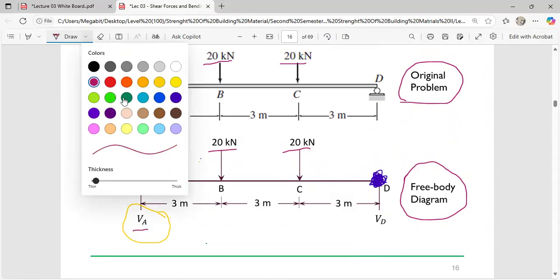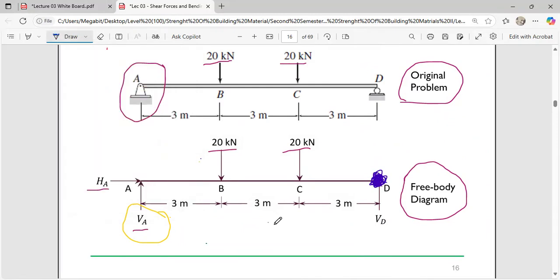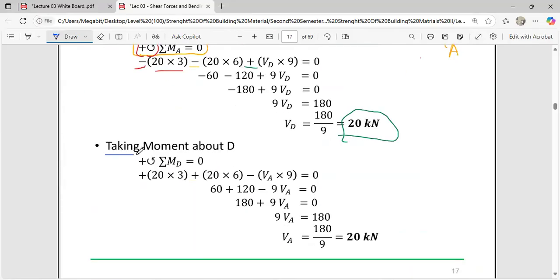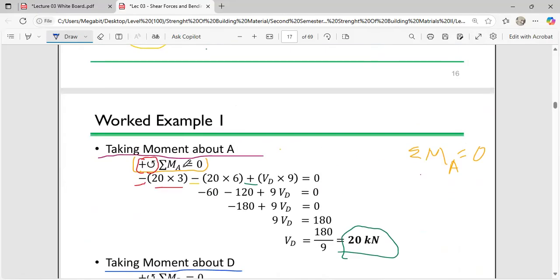We have to take our first moment. And in taking our first moment, you have to write "taking moment about D." Then you repeat the rule again.